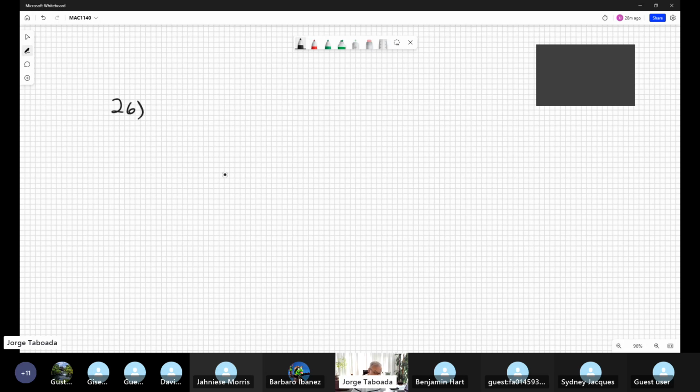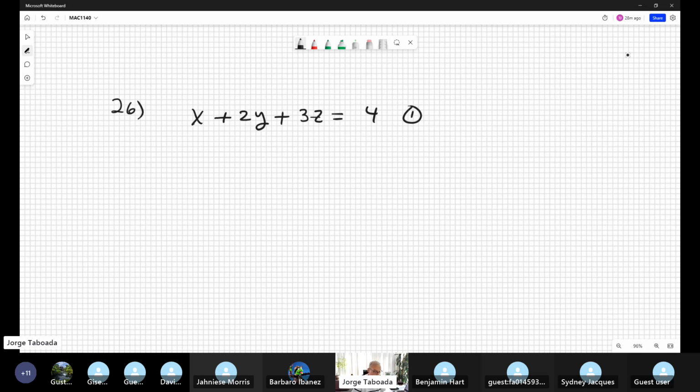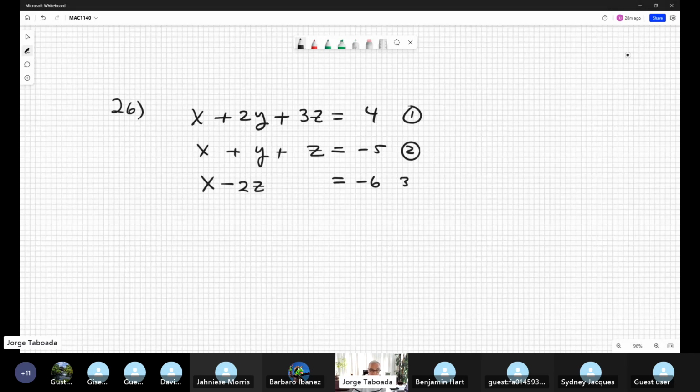And if we have time, we'll do 27. I guess it's very, very similar to 26. x plus 2y plus 3z equals 4, equation 1. x plus y plus z equals -5, equation 2, and x minus 2z equals -6. Yeah, that's -6. Equation 3.